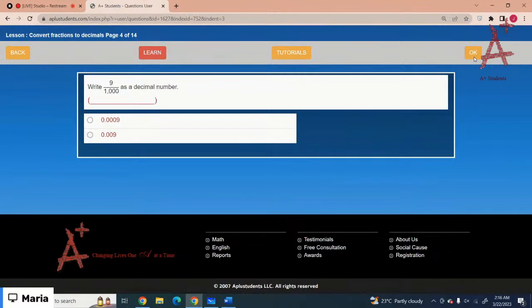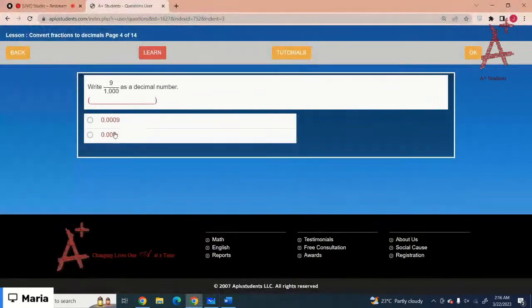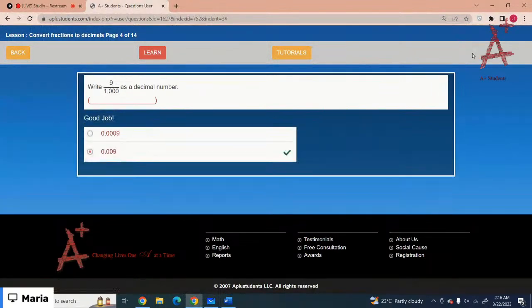Okay, the next one is 9 divided by 1000. So you have three zeros in 1000. Got it? That means you need to move the decimal point three places left. So which is the correct option? Option 1 or option 2? You have to move the decimal point three places left. So it would be 9 over 1000. You move 1, 2, and 3. So when you move three places left, it would be 0.009. Got it? So the correct option is 0.009. The second option is the correct one.